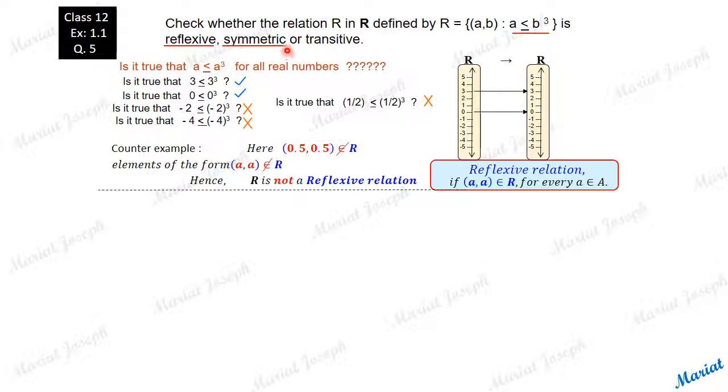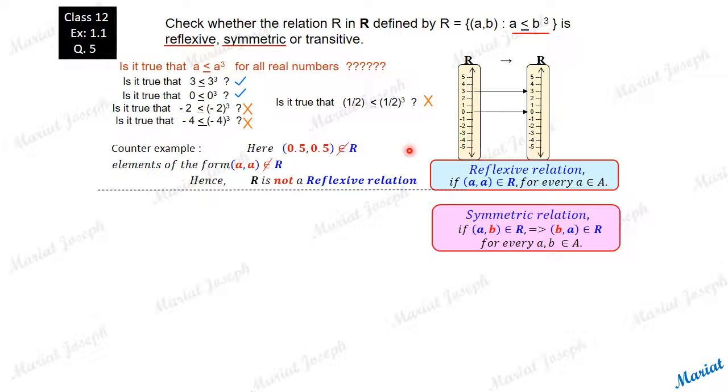Is it a symmetric relation? What is a symmetric relation? Whenever there is a pair (a, b) that belongs to the relation, (b, a) should also be there in the relation. Let's go on checking a few of them to study the situation. (2, 10) belongs to R. Is it true? Let's check. 2 is less than or equal to 10 cube. For (2, 10) to belong to R, 2 should be less than or equal to 10 cube. 10 cube is 1000. So 2 less than or equal to 1000 is true. So this pair is there in the relation.